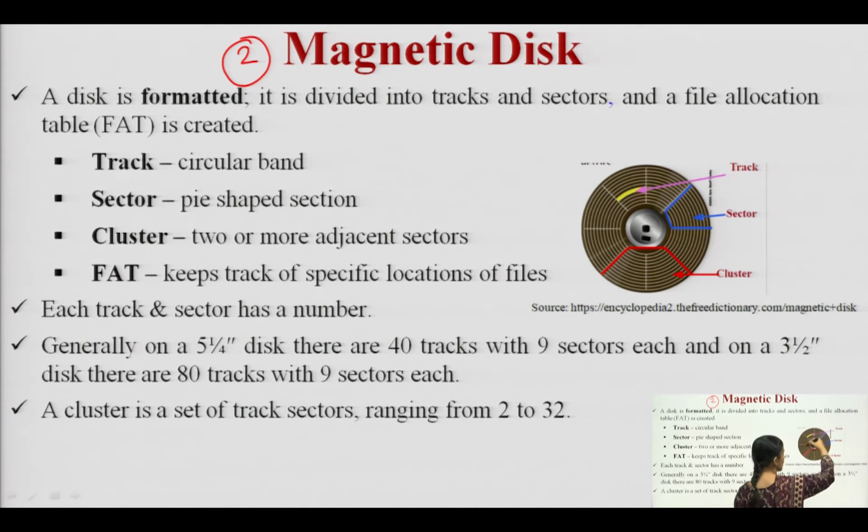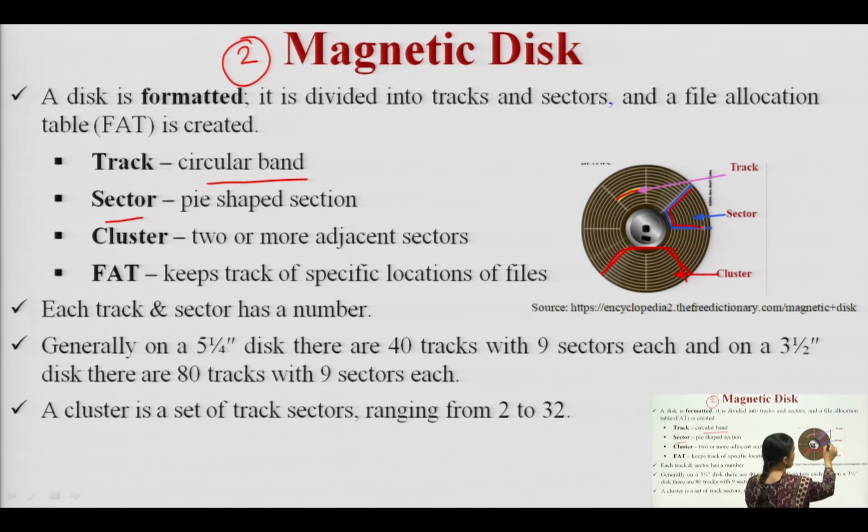These whole circles denote the sectors, and this yellow one denotes a particular track, a particular memory location that shows the address location where we are storing data or program data or instructions, and this is our cluster. So, a track is a circular band, as we can see, and a sector is this pie-shaped section.